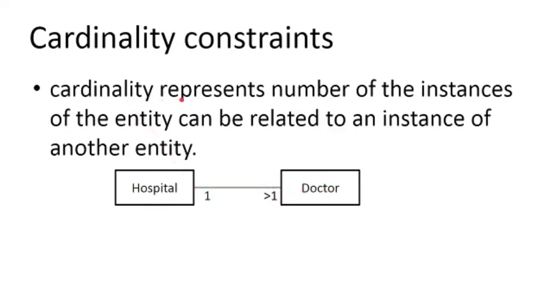So cardinality represents that thing. Here 1 means for one hospital, we have more than one doctor. For one doctor, we have one hospital. This is the meaning of this diagram. See, cardinality represents the number of instances of one entity that can be related to one instance of the other entity. How it is related, we can represent with the help of these cardinality constraints.